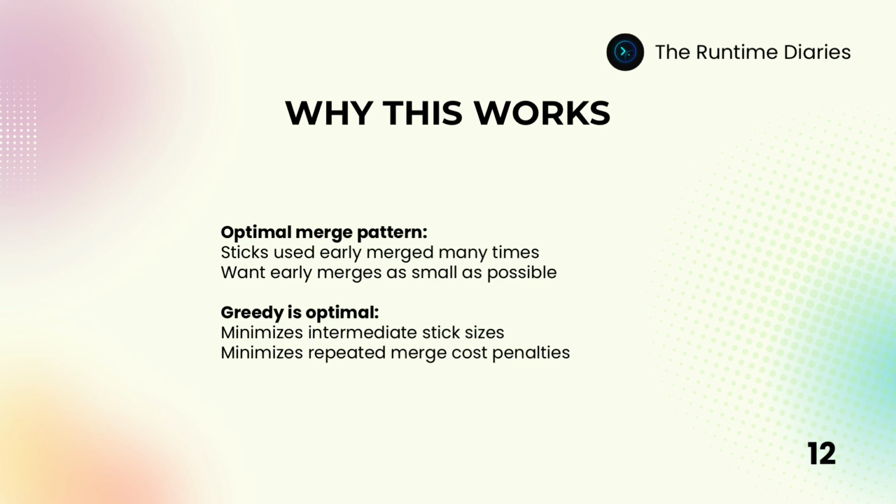Here's the intuition that proves the greedy strategy is optimal. Every merged stick will be used again, so sticks chosen earlier will contribute to many future merges. Therefore, the earlier a stick appears, the more important it is that it's as small as possible. By always selecting the smallest two sticks first, you avoid creating oversized sticks that snowball into massive future costs.